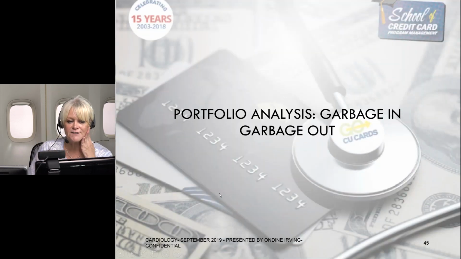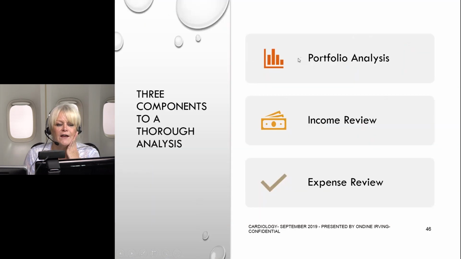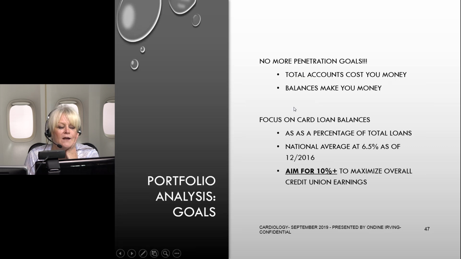Portfolio analysis, garbage in, garbage out. There are 3 components to a thorough analysis. It's more than just a portfolio analysis. We've got to look at your income, make sure you're not missing any, and expenses, and making sure that you are saving. My spreadsheet that I'm going to send you accomplishes all 3 of those things in one sheet.